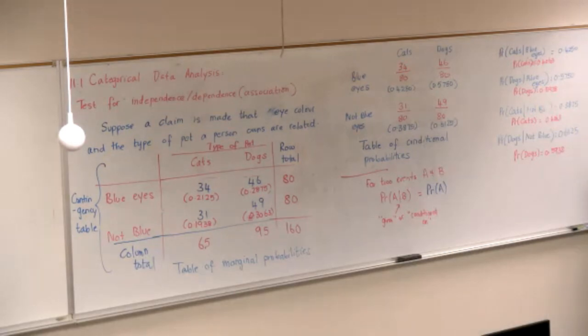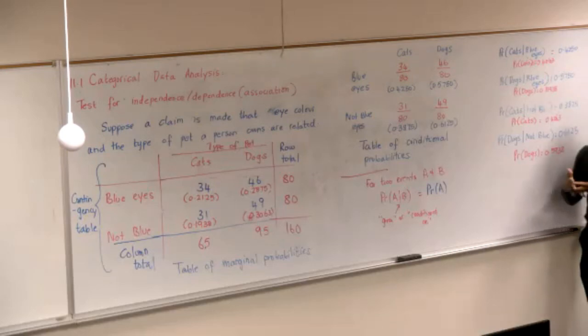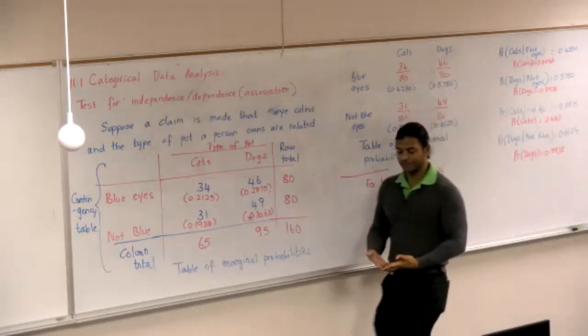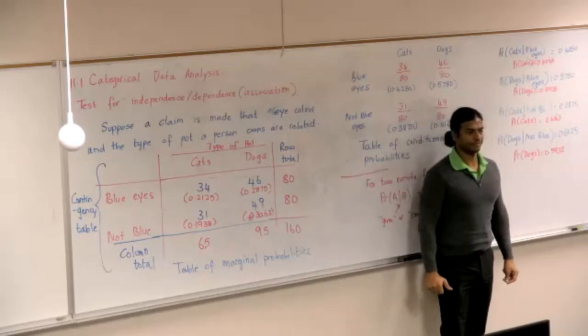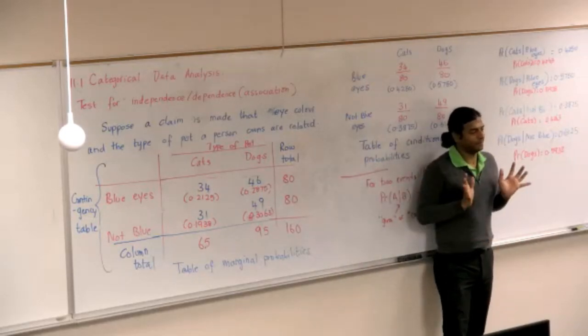Now, why should I bother about conditional probabilities? The test we're about to do in 11.2 can be done, or is done, using these probabilities, right? In practice, even though this is nice and all, do you really want to explain to people with all these probabilities? Or do you want to keep it simple and sweet?